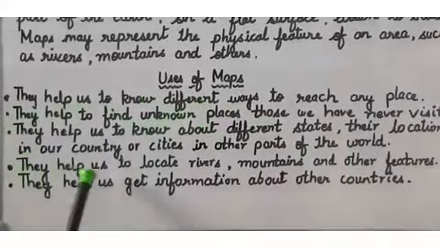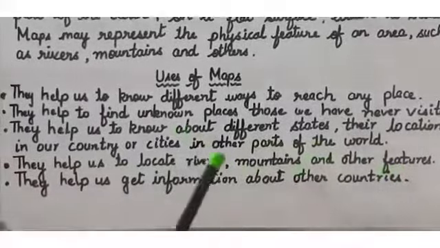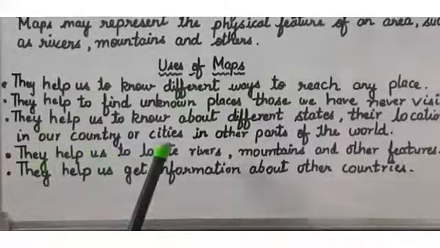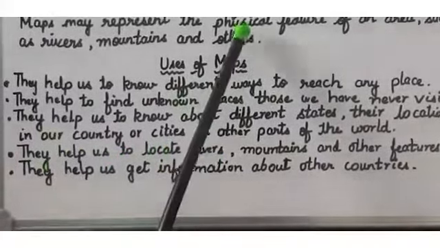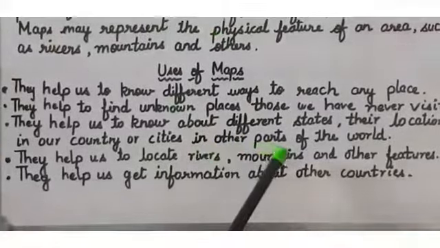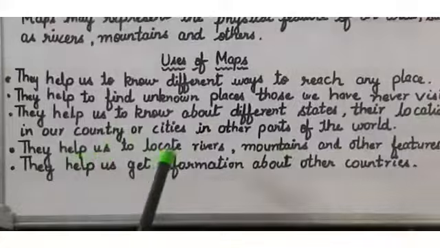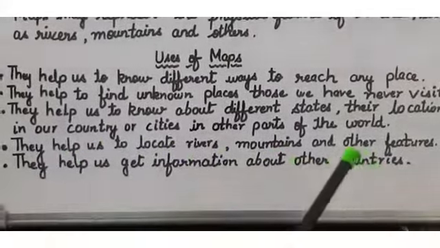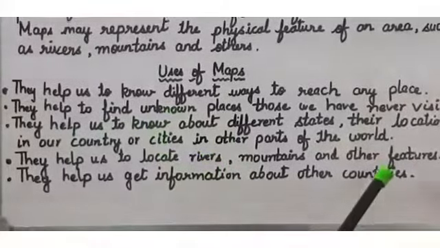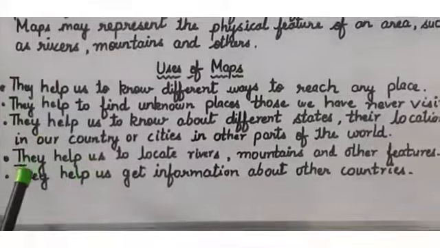Then, they help us to locate rivers, mountains, and other features. Apart from countries, states and cities, it also helps us to locate rivers. I told you, maps represent the physical features of an area like rivers, mountains, and other features. Then, they help us get information about other countries. So these are the uses of maps.